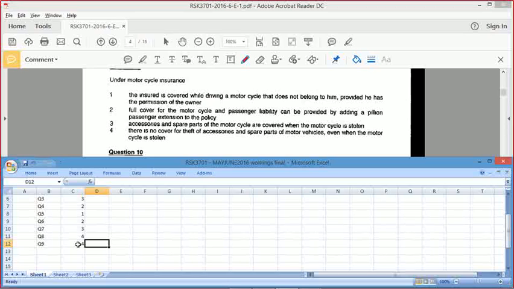Okay, here. The extension is known as the pillion passenger extension. Yeah, see, that's the extension part. See, no cover for the passenger. And yeah, there's no liability cover. What else is covered here? Where's the spare part stuff? Okay, the spare parts aren't even... it's here.